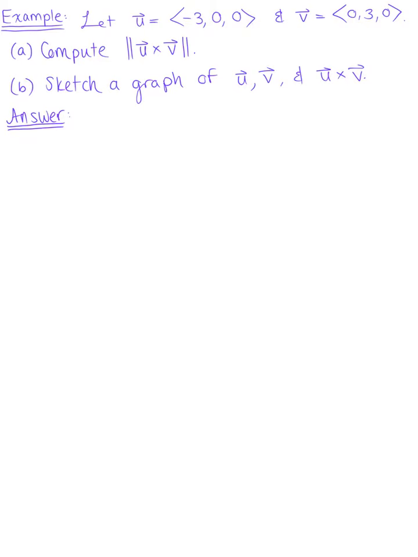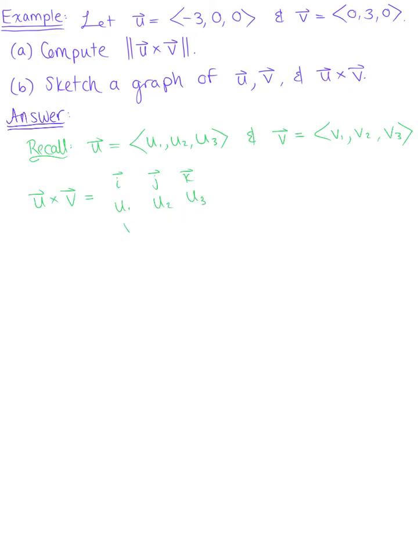So to get us started here, let's first recall the equation for the cross product. If we are given a vector u in R3, defined by components u sub 1, u sub 2, u sub 3, and vector v defined by the components v sub 1, v sub 2, v sub 3, then the cross product of these two vectors, u cross v, can be determined using our 3x3 matrix here. The first row is our unit vectors, the second row is the components of u, and the third row is the components of vector v.